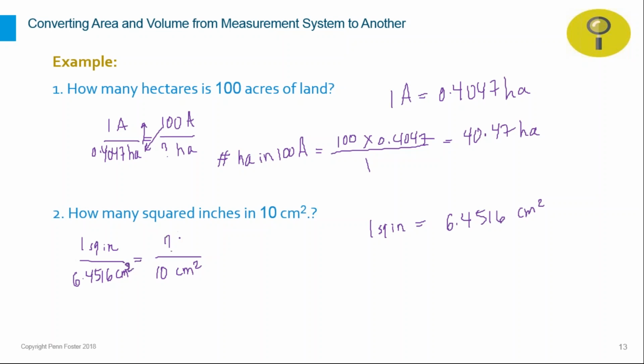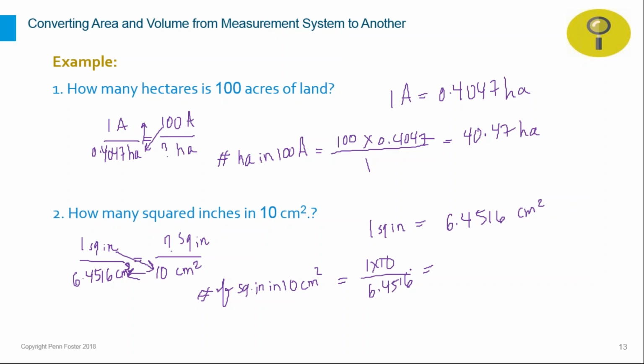So the same thing, solve the proportion. Multiply, divide. 1 times 10 will give you 10 divided by 6.4516. So our solution will look like this. Number of squared inches in 10 squared centimeters will be 1 times 10 over 6.4516. 1 times 10 is like 10. So it's like dividing 10 over the 6.45.